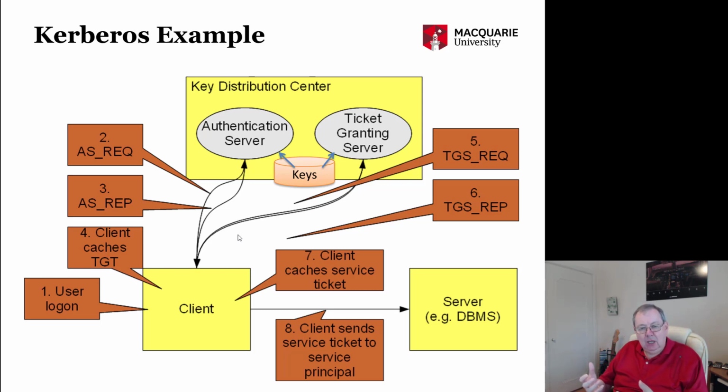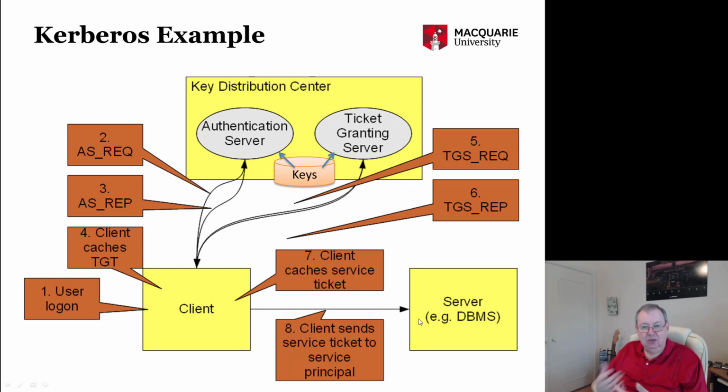Okay? Now, in normal operation, if this is all working correctly, what happens now is the client caches the ticket granting ticket. Then when it wants to connect, okay, in step 5, it sends a ticket granting server request, gets back a ticket granting server reply containing the service ticket, okay, caches that locally, then sends it to the database, and they can then now communicate.